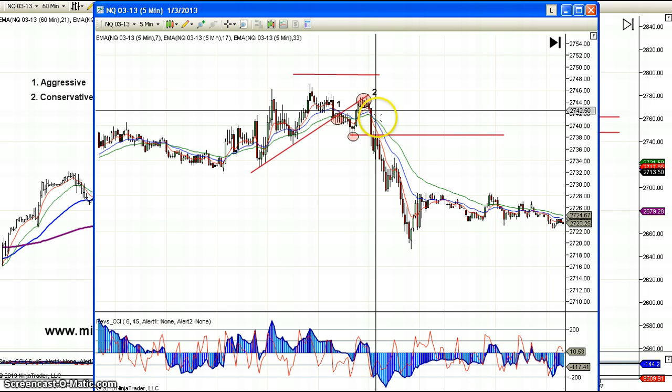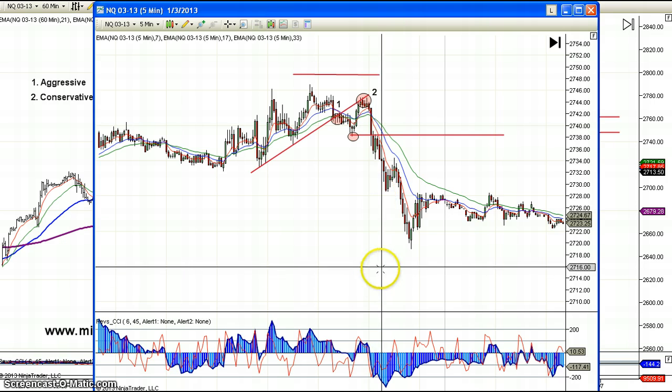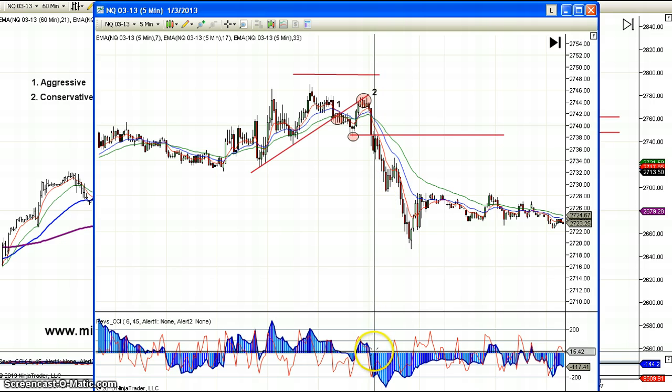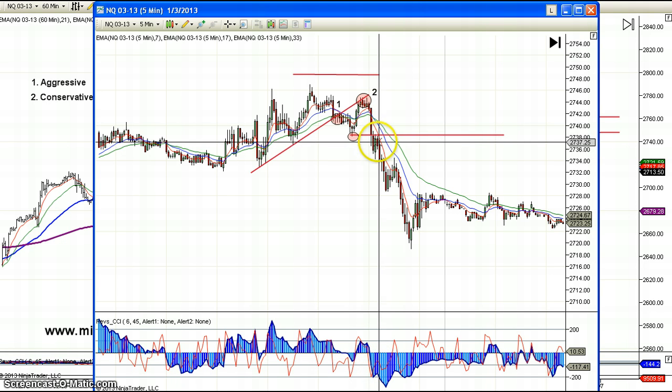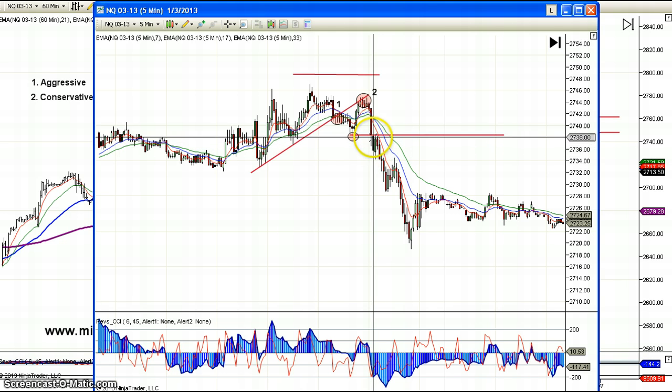it kissed it, it rolled over, it took out this low, and when it did, it had a little bit of momentum with it. When I watched the CCI, it shows that we have some momentum in here. This is good momentum. Well, that tells me I probably want to get involved with this trade. So I could get involved again on the close of the candle, or I could wait for a pullback.